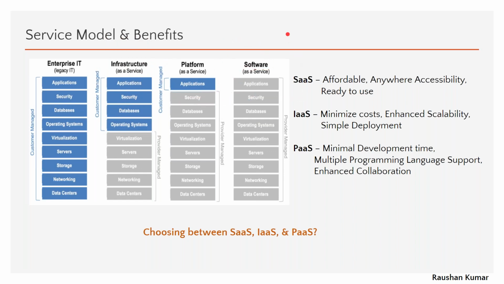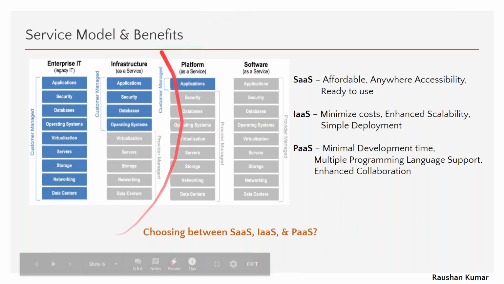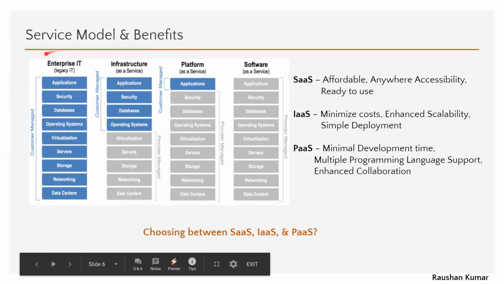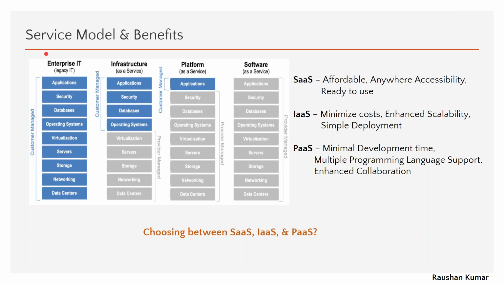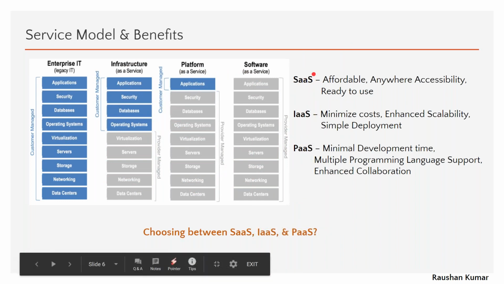I hope you understood about the on-prem, where I am owning everything. Once I own everything, I can do whatever I want, right? I'm owning everything, so a lot of cost is involved here. That's the on-prem for you. And these are the three cloud services that you can use. There is something called DaaS as well coming, database as a service. Leave that as of now. Just these three are popular.